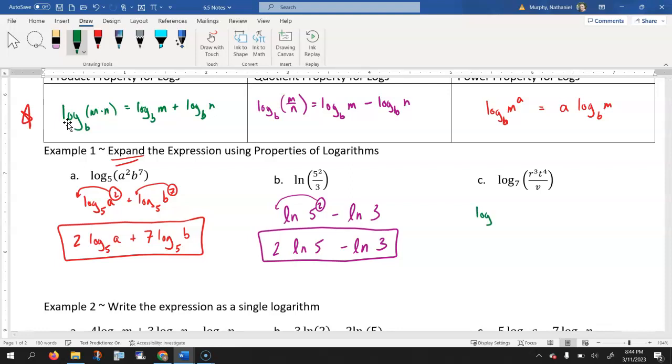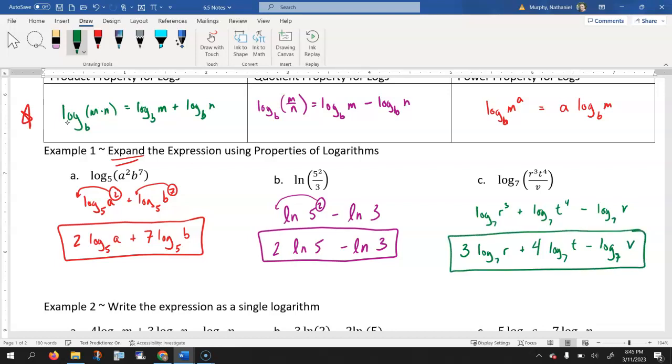All right. So first, I recognize that we have multiplication and division. So I'm going to have log base 7 of r cubed plus log base 7 of t to the 4th. So that's our numerator. And then in the denominator, we have a v. So it'd be minus log base 7 of v. Now each of these exponents, remember, we pull out in front of their individual logarithms. So we would say 3 times the log base 7 of r plus 4 times the log base 7 of t minus log base 7 of v. There's nothing more to simplify there, so that'd be your final answer.